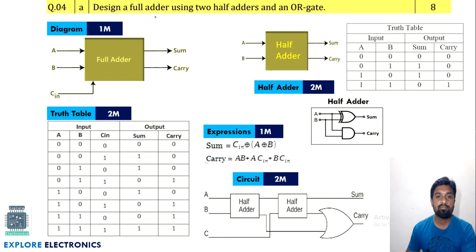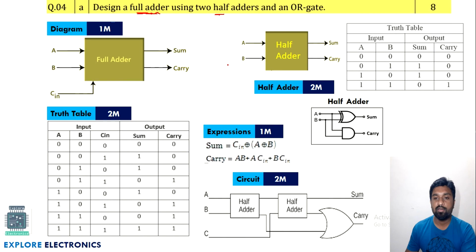And then design full adder using 2 half adders and an OR gate. Here the question is on full adder, but we need to design that using 2 half adders. In this case, there might be a chance of writing wrong answer. By considering a full adder as a question, you just implement using basic gates. That is wrong. Here we need to implement or design full adder using 2 half adders.